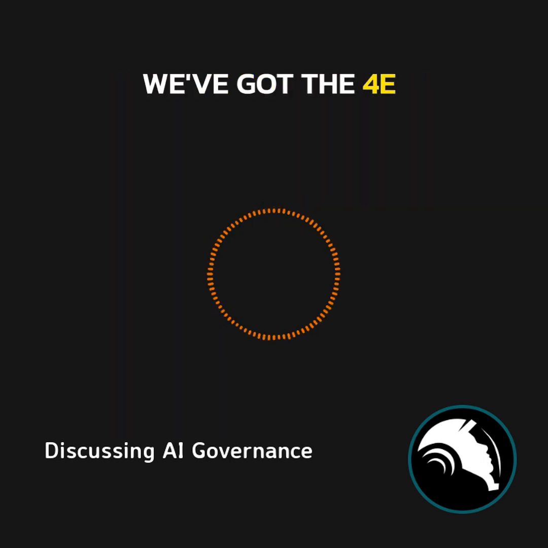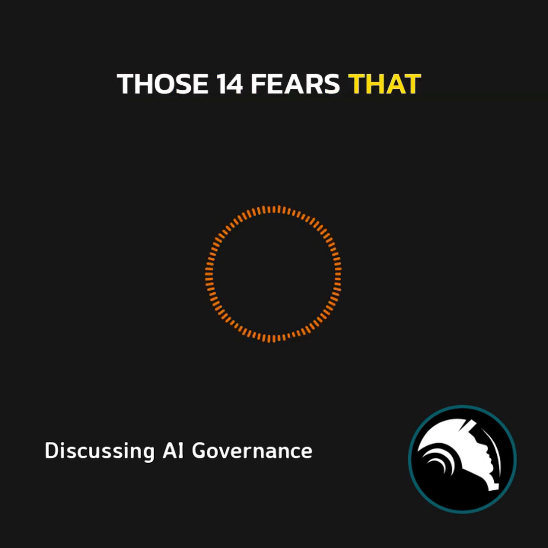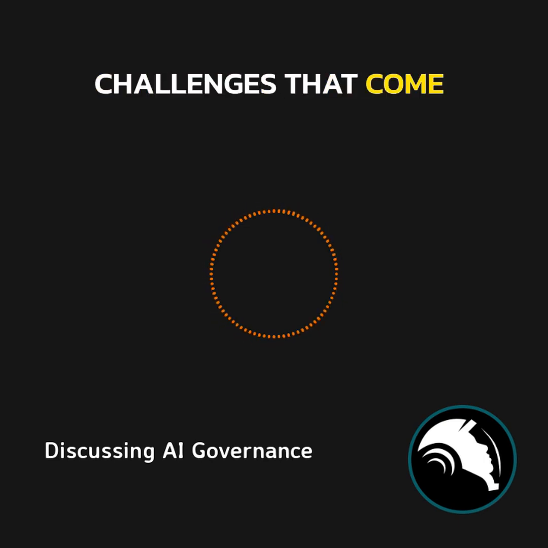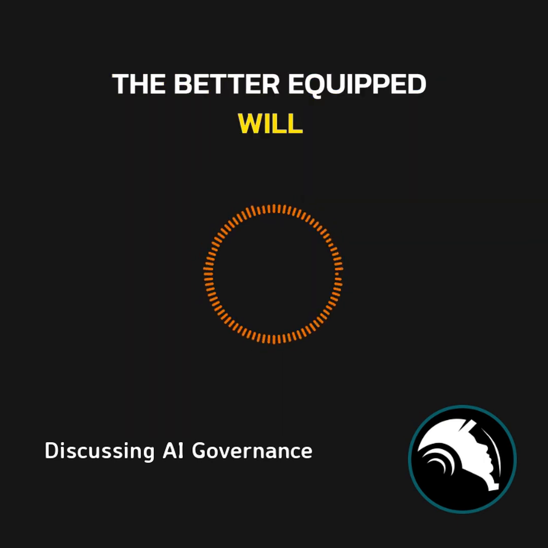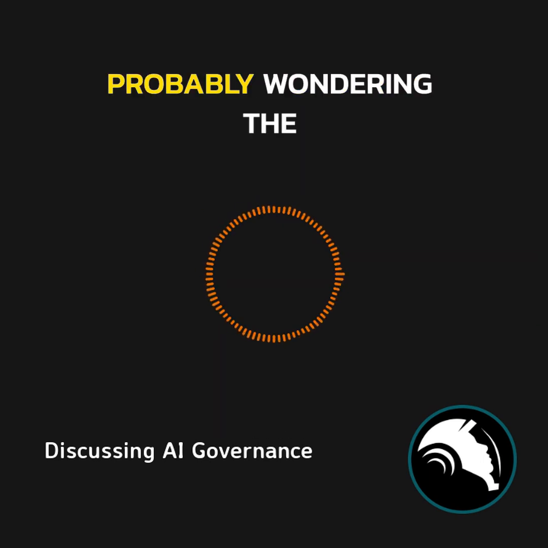Okay, so we've talked about the different types of AI. We've got the 4E framework, and we even went through those 14 fears that League's paper lays out. Yeah. It's been a lot to take in. It has. But like we said, knowledge is power. Right. The more we understand about AI and all the challenges that come with it, the better equipped we'll be to deal with it all. Exactly. But I think a lot of people listening are probably wondering the same thing I am.